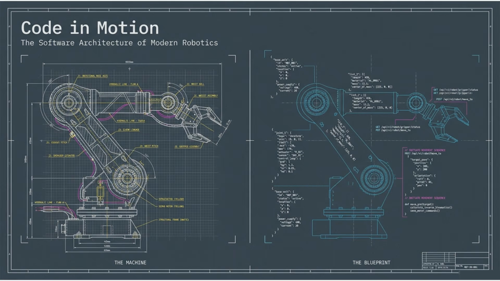Code in motion, the software architecture of modern robotics. The machine is steel and hydraulics. The blueprint is JSON joint states, REST API calls, and inverse kinematics functions. This video maps how computation becomes physical autonomy. Theory today, live robot control in a follow-up.